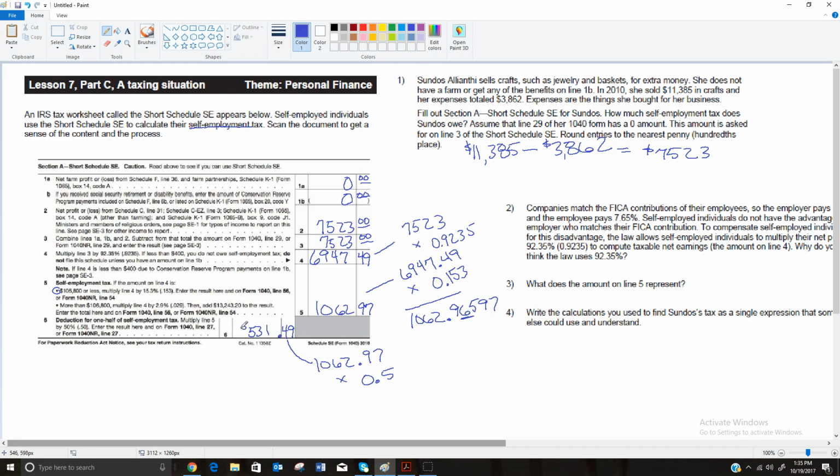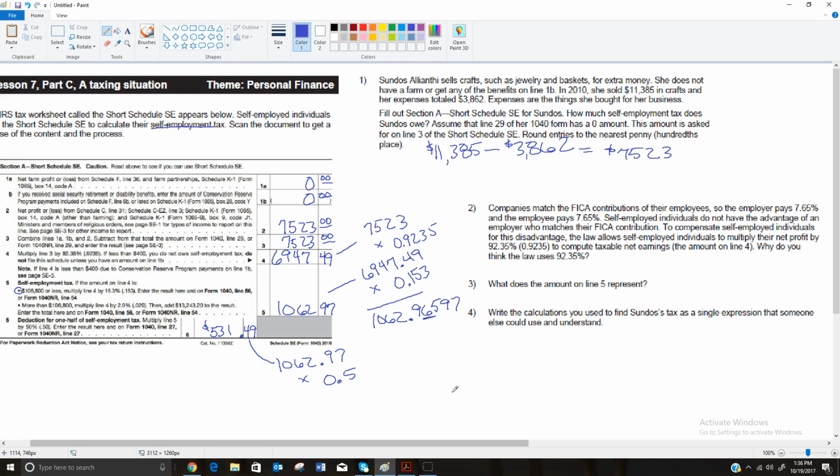This is how much, if I understand the form correctly, which I believe I do, she would owe for taxes for her business for that year. $531.49 out of her $7,523 profit would go to the government. So she would get roughly $7,000 and the government would get $531.